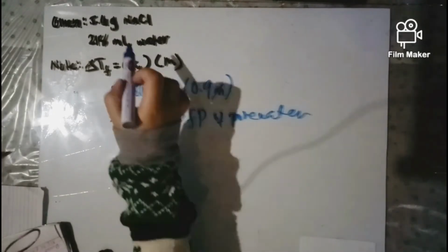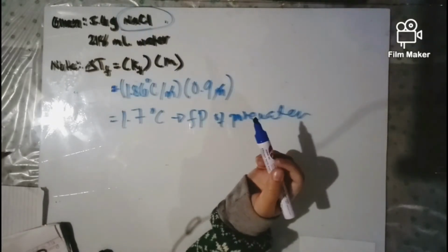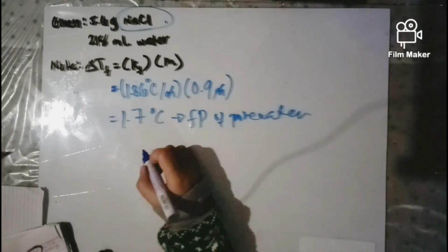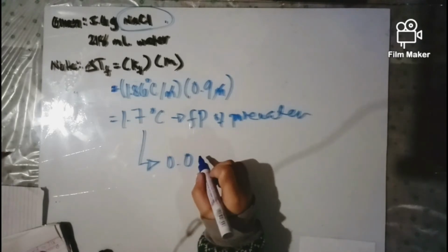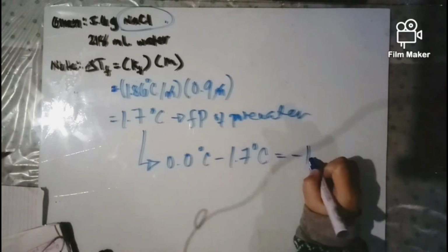The presence of solute in the solution will always cause the freezing point of the pure solvent to decrease. To find the freezing point of the solution, we need to subtract: 0.0 degrees Celsius minus 1.7 degrees Celsius equals negative 1.7 degrees Celsius.